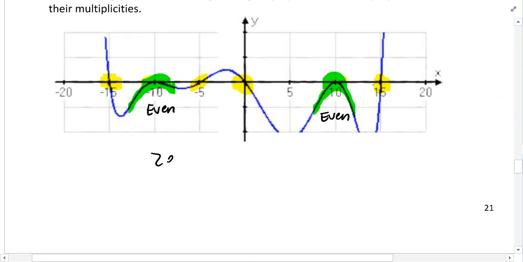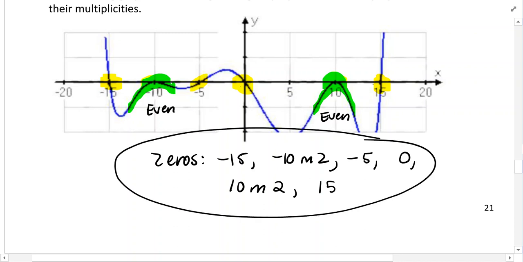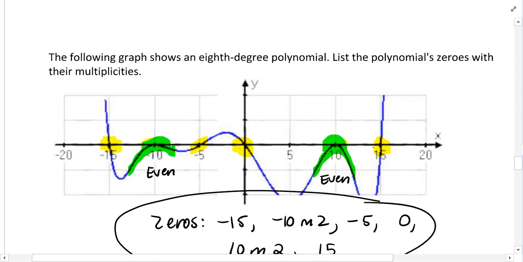So my zeros are negative 15, negative 10 with a multiplicity of 2. I'm just writing M2 for that. Negative 5, 0, 10 with another multiplicity of 2, and 15. And you can see, if I tally these up, 1, 2, 3, 4, 5, 6, 7, 8. There's 8 zeros right there for my 8th degree polynomial.